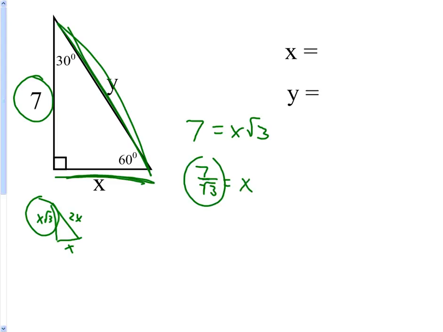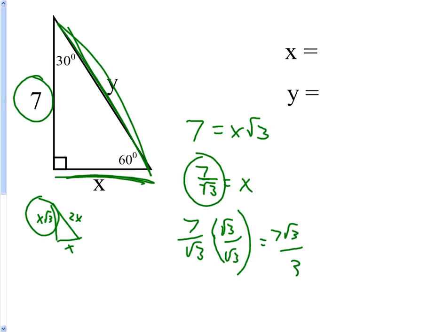Can you leave square root of 3 in the denominator, though? No, you can't. So you have to go 7 over square root of 3 times root 3 over root 3. That's how you cancel those things off. You get 7 root 3 over square root of 9, which is 3. All right.